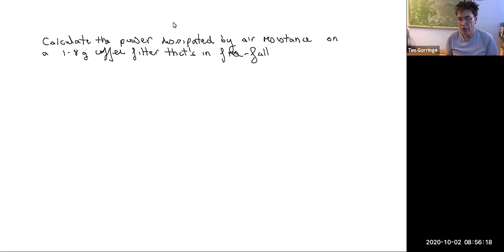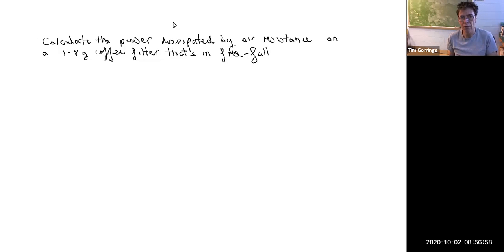We're going to figure out the rate at which work is done on the coffee filter by the drag force. That would actually be equal and opposite to the rate at which work is done on the coffee filter by the gravitational force. And that rate at which work is done is this quantity we call power. It's measured in joules per second, or watts: how much energy you transfer per unit of time, per second. And so let's go ahead and calculate that.